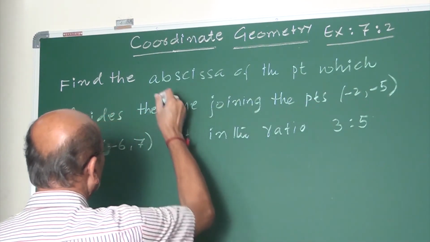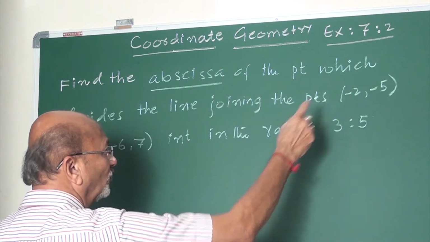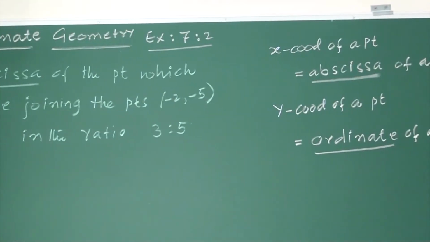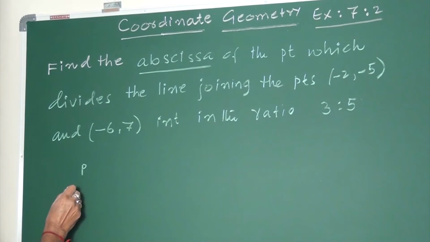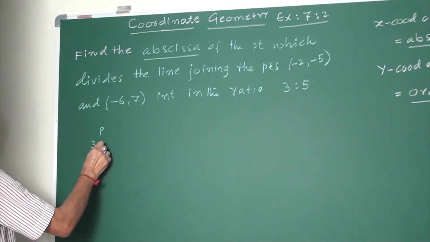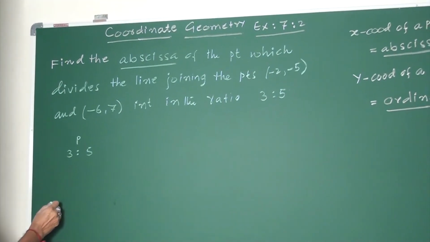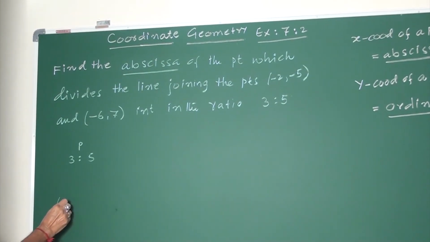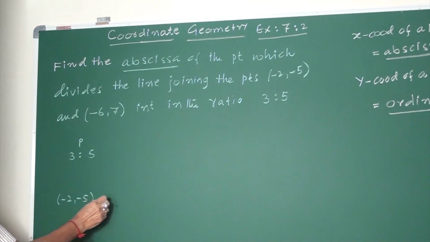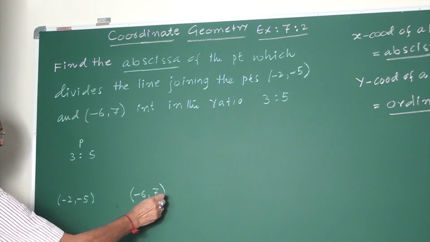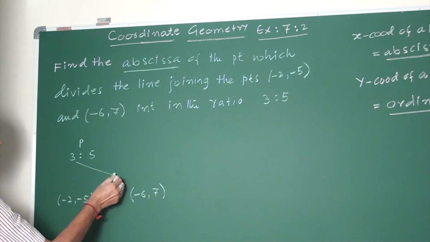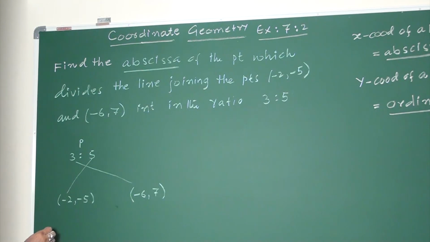In this case, you wanted abscissa, which means only the x coordinate. If you wanted, you have that figure. This is B. What is the ratio? 3:5. The first point is (-2, -5). The second point is (-6, 7). You wanted abscissa, which means the x coordinate.